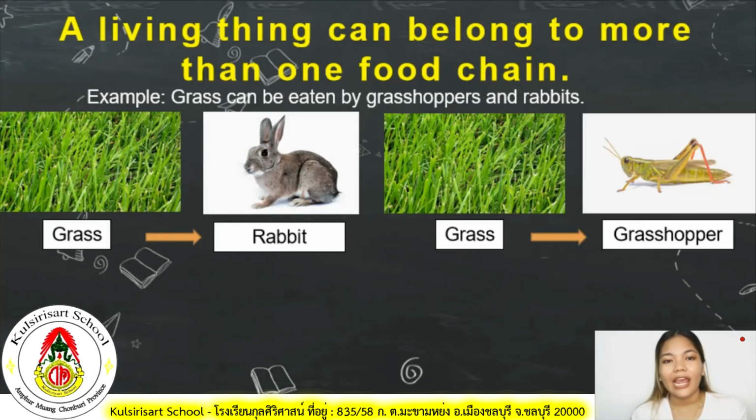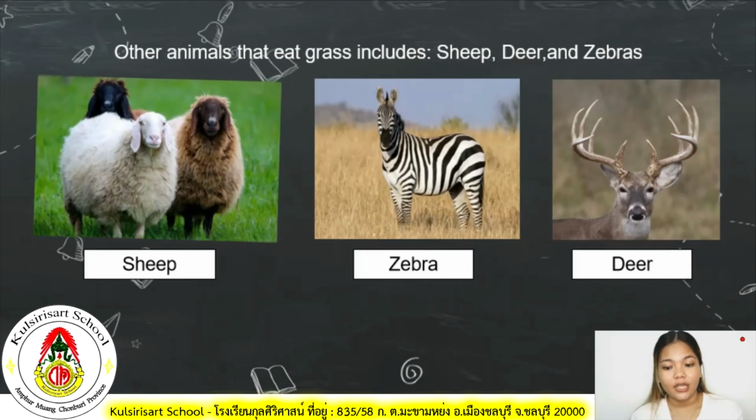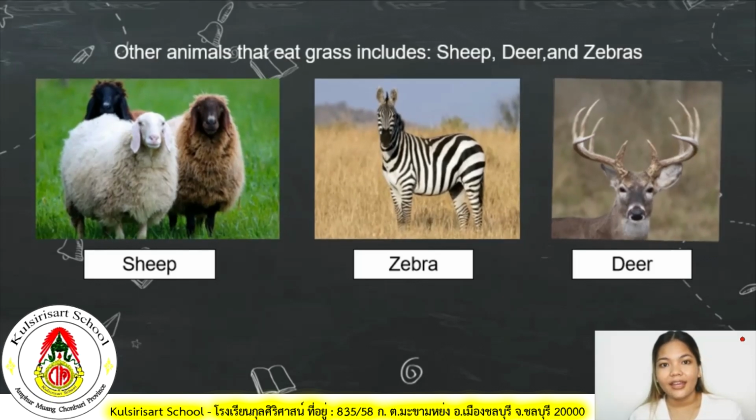We have here an example. Grass can be eaten by grasshoppers and rabbits. Now remember that we mentioned a while ago that grass is an example of a producer, and the rabbit and grasshopper are consumers. This grass serves as food to a number of different animal species. Not only rabbit and grasshopper, but grass is also eaten by other animals like goat and sheep. Other animals that eat grasses include sheep, zebra, and deer.